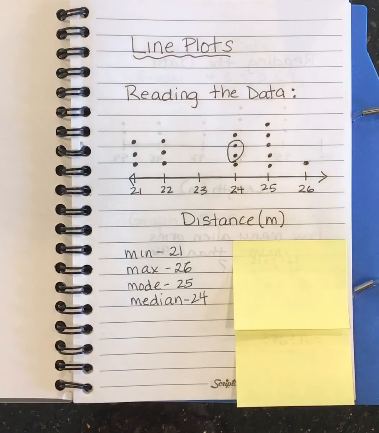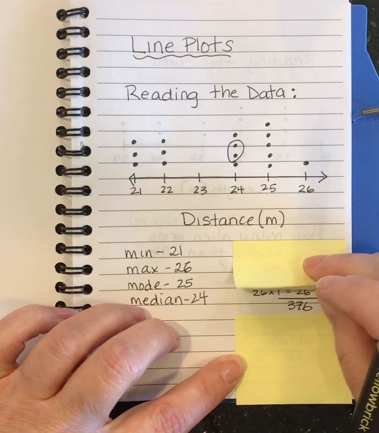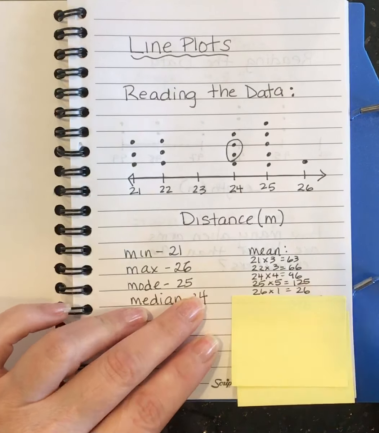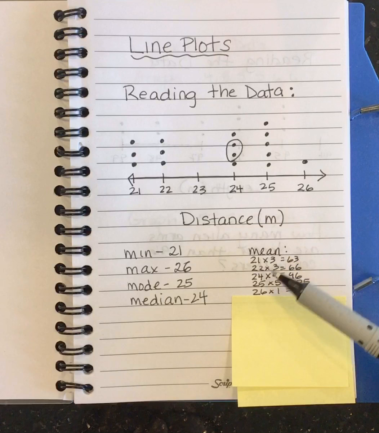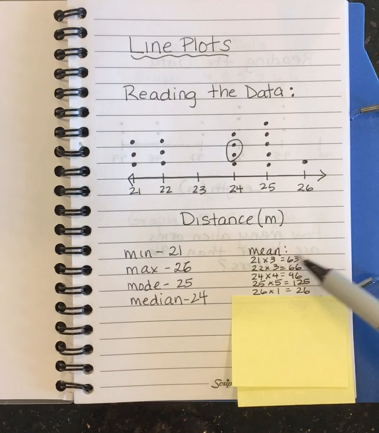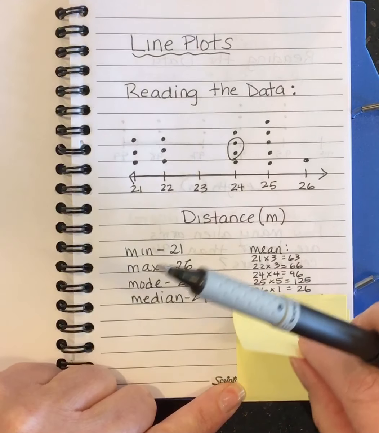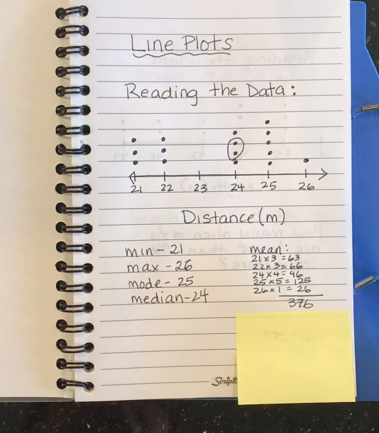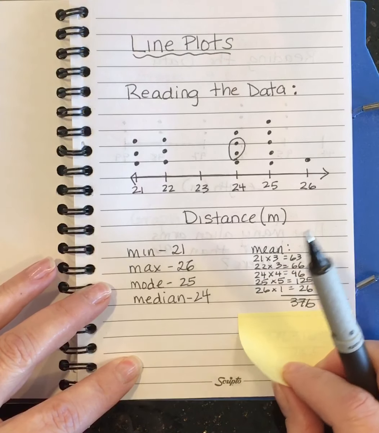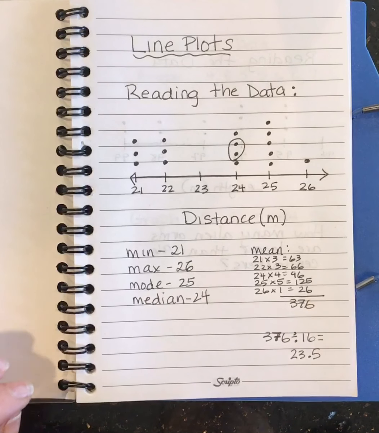And when I do that, I'm going to end up getting values that look like this. So 21 times 3 is 63. 22 times 3 is 66. 24 times 4 is 96, and so on. You take these values, 66, 63, 96, 125, and 26, and add them together. When you are done that, you'll have a value of 376. Remember, there are 16 points of data in the set. I'm going to take my 376, divide it by 16, and when I'm done, I'll have a mean of 23.5.